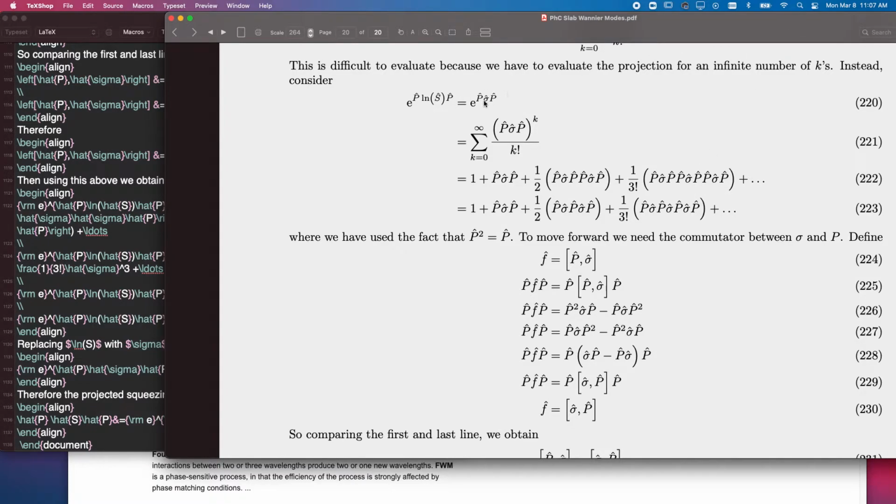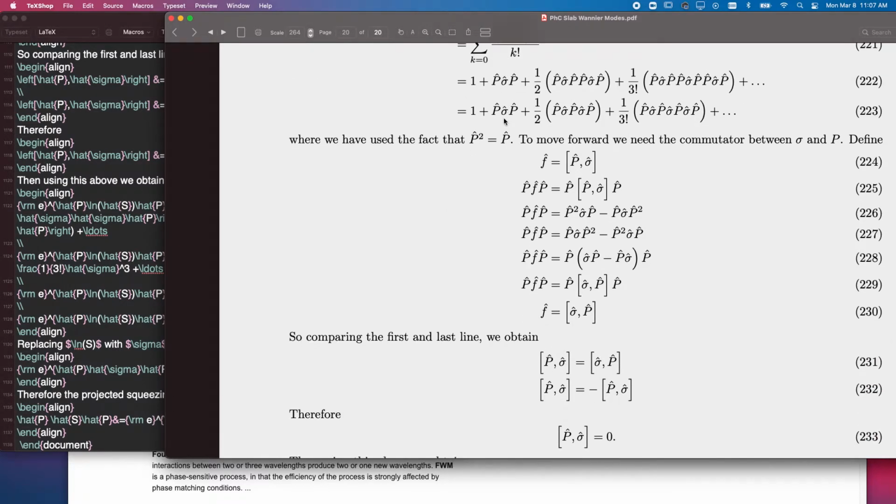Okay, so what if instead of doing P sigma P, what if we did something else? What if we had P sigma P? I think that's fine.